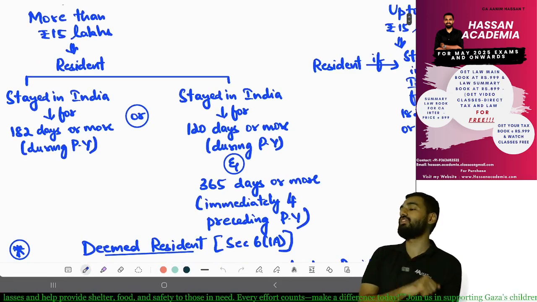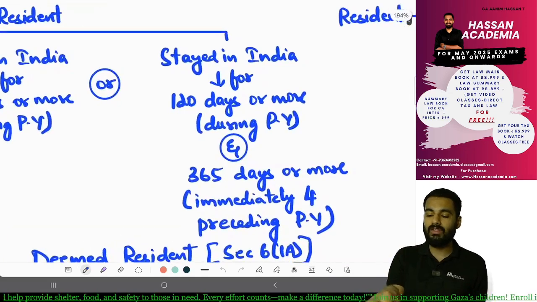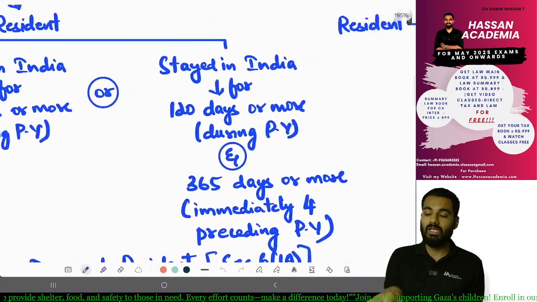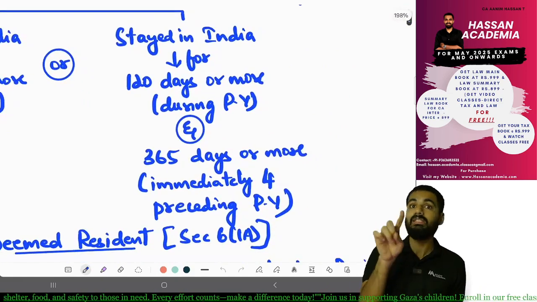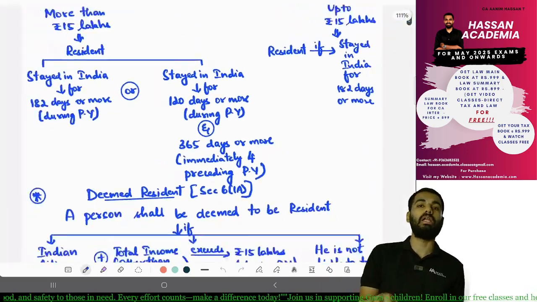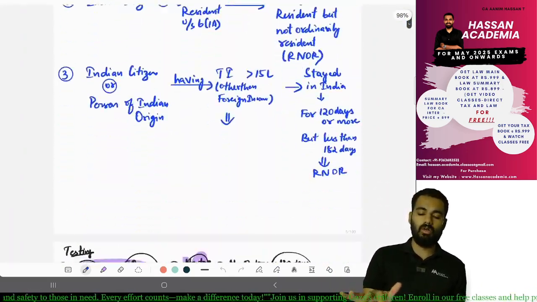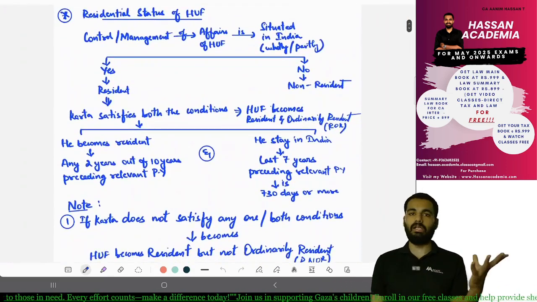Let's say he did not satisfy 182 days, but he satisfied 120 days. He satisfied this condition. In that situation, if he satisfies this condition, he becomes a resident, but automatically a resident but not ordinarily resident. He becomes RNOR. Yes or no? Yes. This is what an individual's residential status is.